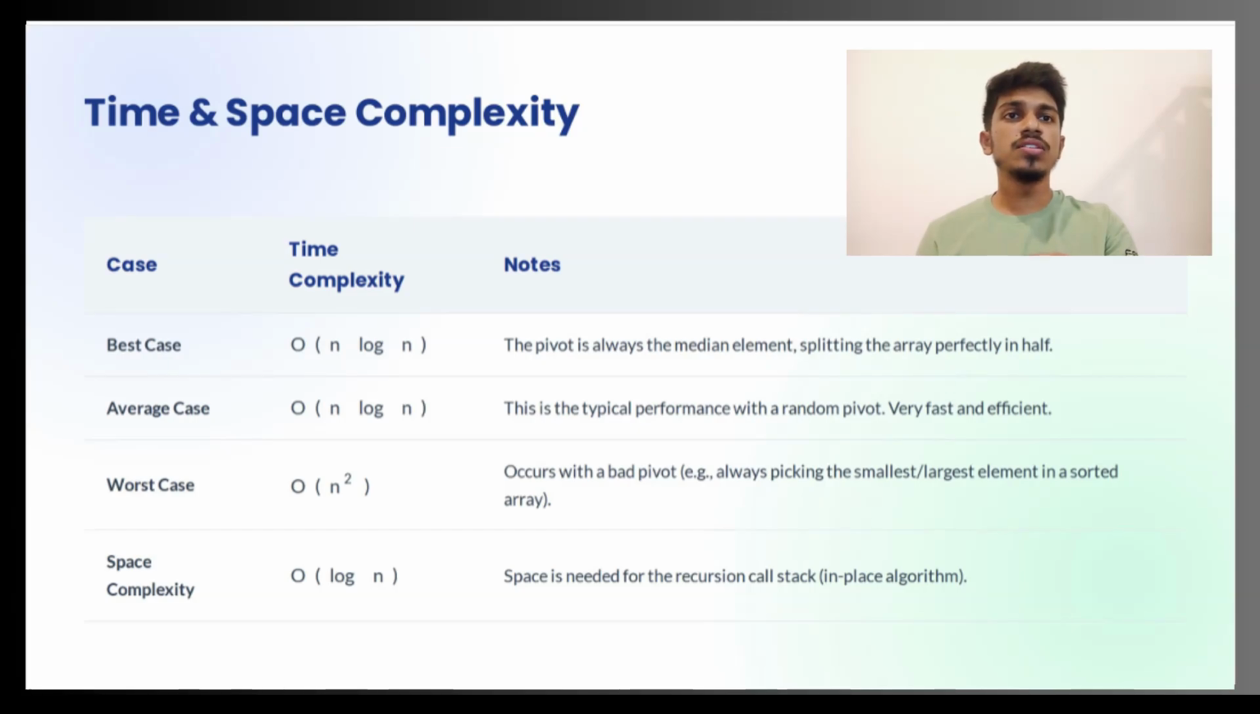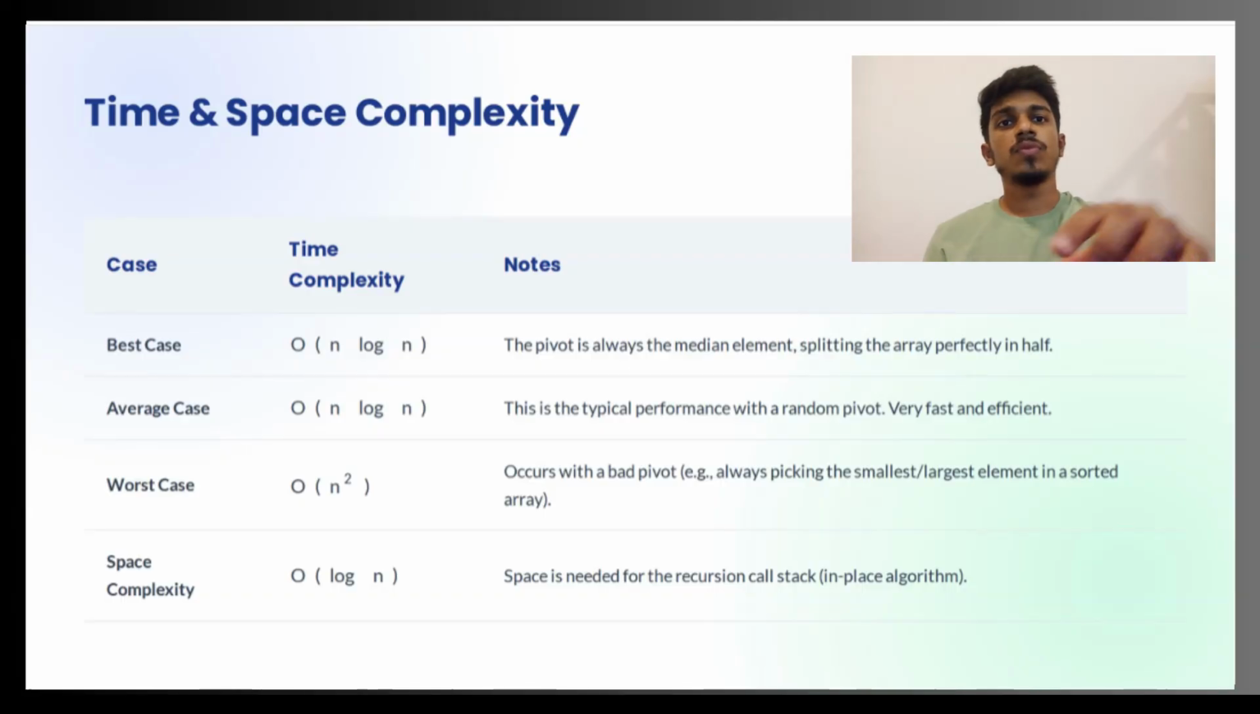Finally, we have space complexity, which is log n. This means quicksort needs a small amount of extra memory for its recursive calls. Even so, it is still called an in-place algorithm because it doesn't need another array to do the sorting. Simply, quicksort is very fast in most cases. That's why it's widely used. But we just have to be careful when choosing the pivot to avoid the worst case.